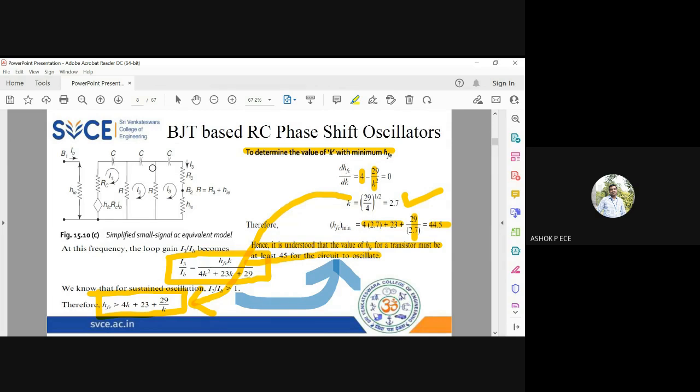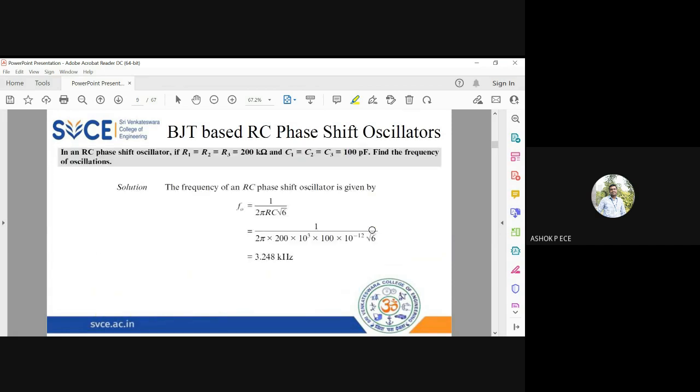Otherwise, this circuit will not generate sustained oscillations. Okay, so ensure that the beta value for the transistor is going to be 44.5. So that is the condition you have for the RC phase shift oscillator. This is a very, very important part B question. And we have to derive the expression for f naught and the condition for minimum gain of the transistor, HFE minimum, which is 44.5.